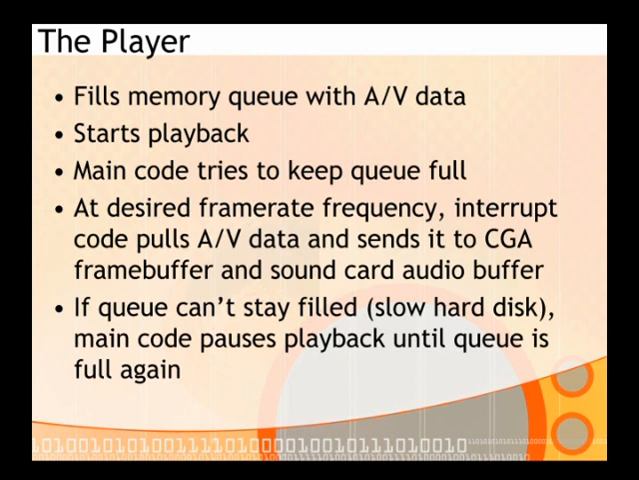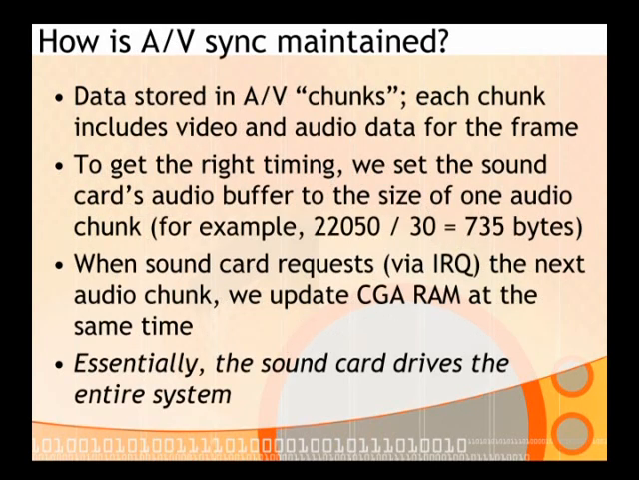It fills up as much RAM as it can with audio and video data, and then starts the playback and divides into two code segments. One is a main code, which tries to just constantly keep loading off of disk and keep the queue full. And the other is an interrupt handler that, at the desired frame rate frequency, pulls data from the queue and sends it to the frame buffer and the audio. And that's pretty much it. If the queue can't stay filled, like you've got too high a frame rate or your hard disk is too slow, the main code will pause playback until it's full again. Now, so far you haven't seen any rebuffering. There's a final example I'll have later that does rebuffer. You'll see that in action.